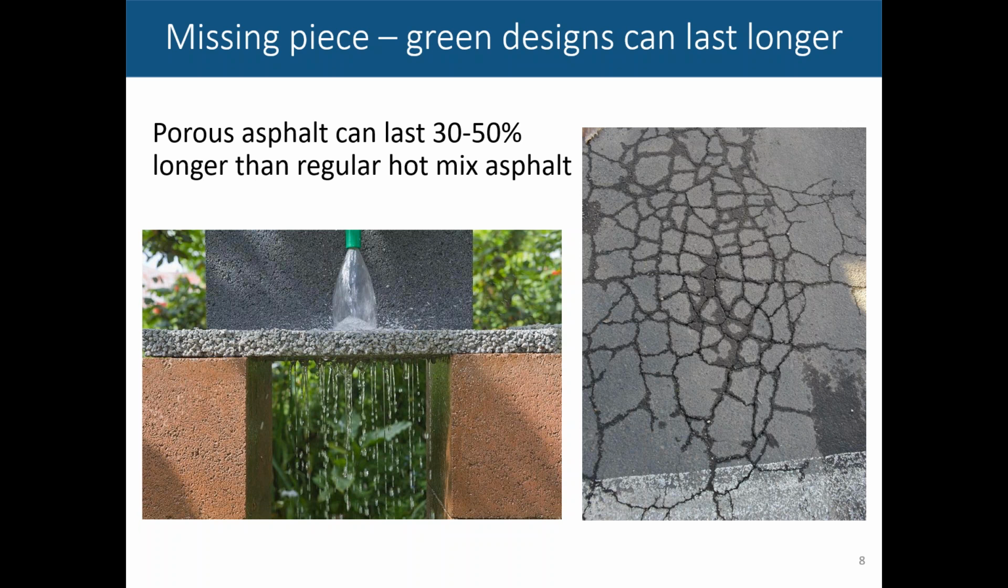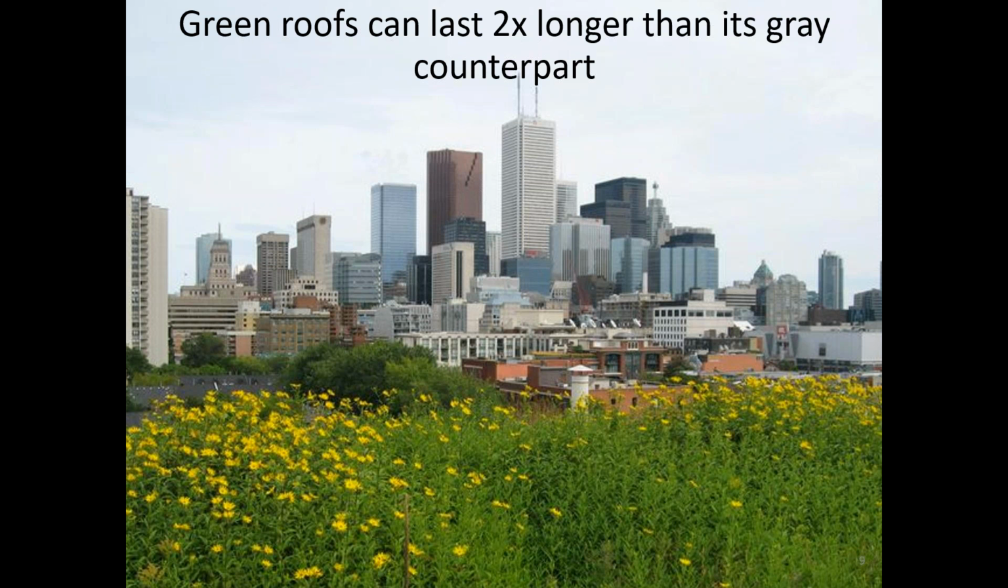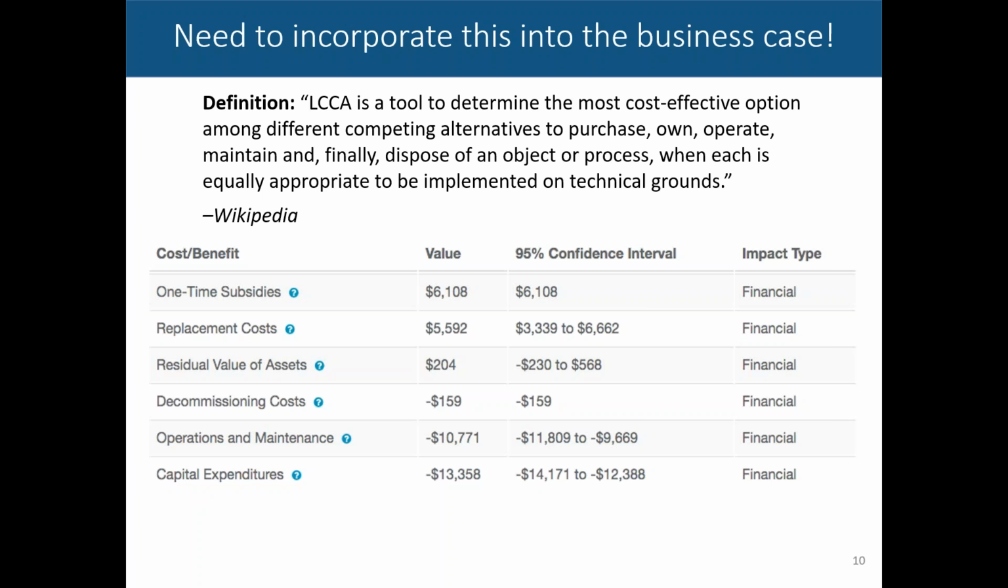So porous asphalt has a 30 to 50% longer useful life than typical asphalt. We know by tracking longevity of green roofs that they can last twice as long as a typical gray membrane roof. So we've got these broad impacts that aren't typically included in that traditional business case. And so this next stage of analysis is life cycle cost analysis.